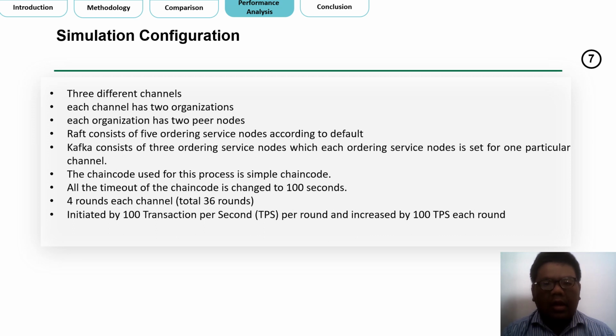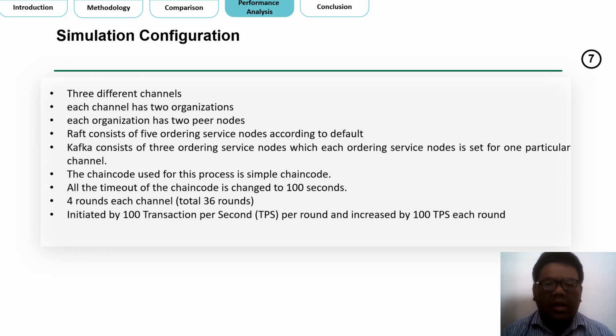Because this presentation focuses on the ability of Raft and Kafka, all the time of the chain code is changed to 100 seconds. The performance test for Kafka and Raft on the Hyperledger Fabric is carried out using Hyperledger Caliper, which is specifically designed to test the ability of the blockchain network transaction. The configuration diagram of the blockchain network will be seen after this.